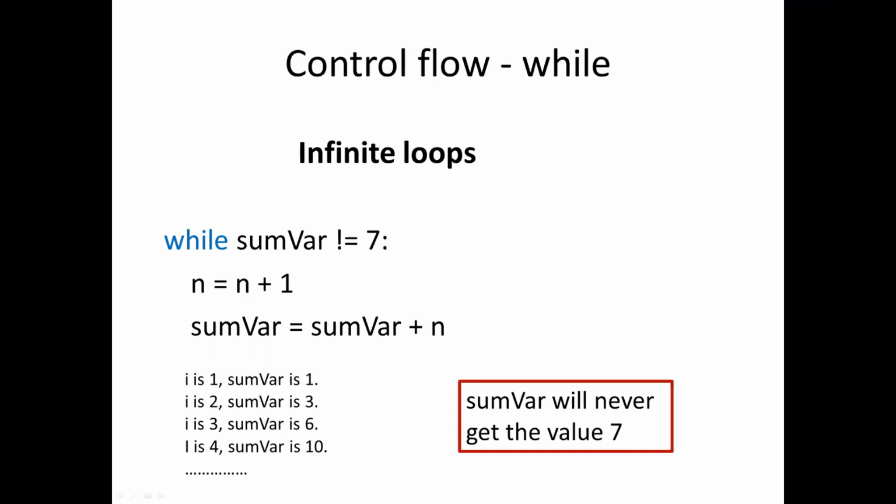But what if we try with the condition SumVar not equal to 7? In this case, SumVar will have the value 1 after the first loop. After the second loop, SumVar will be 3, then it will be 6, 10, etc. That means the condition will never become false, and the loop will never stop running. We have created an infinite loop, and that is something that is important to avoid. So think carefully when you create the condition to make sure you don't get an infinite loop.